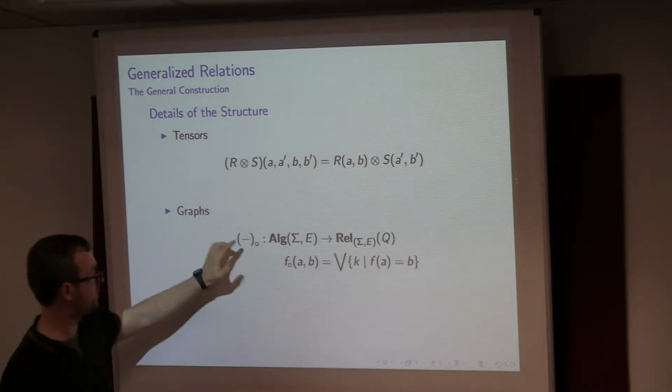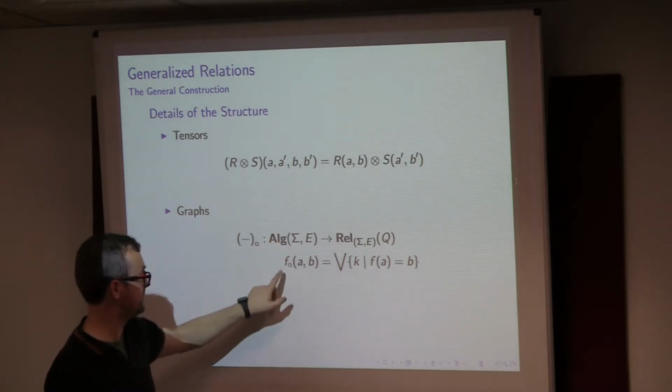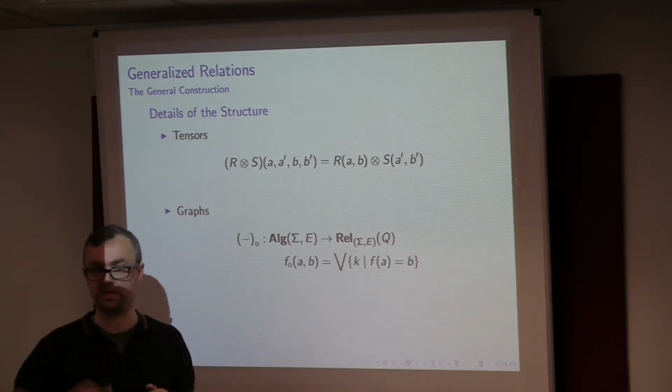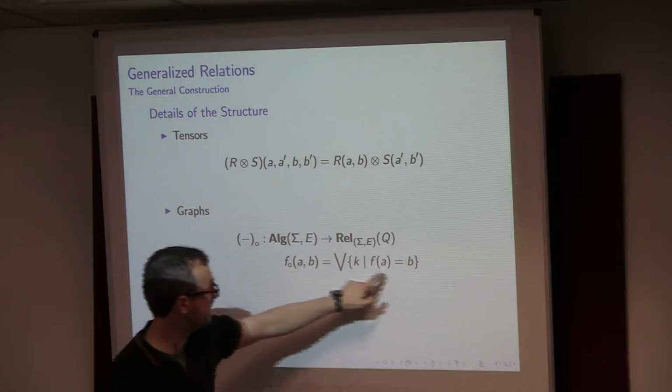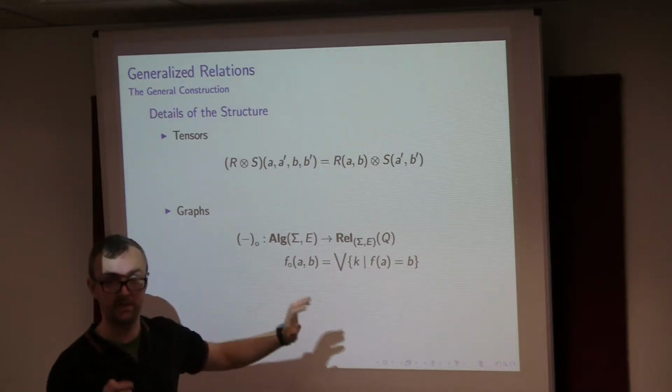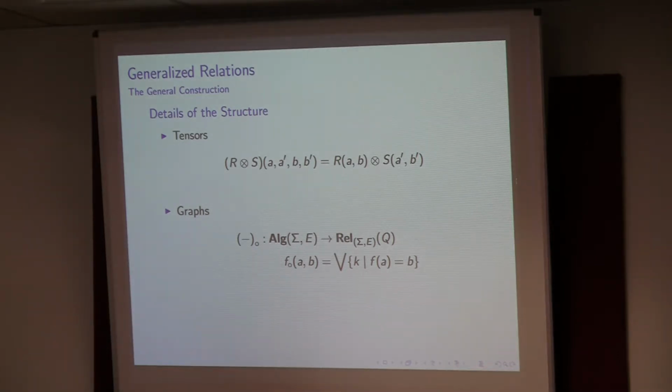We need a graph construction. If we start with an algebra homomorphism F, then we can turn it into a graph, in the sense that you would take a graph of a function to produce a relation, and we define how that relation will work in the internal logic via this fairly intuitive thing. If you think in terms of set theory, it seems to do roughly the right thing.